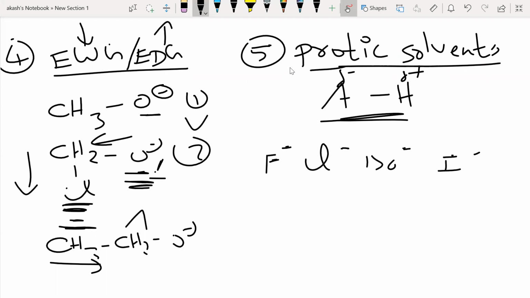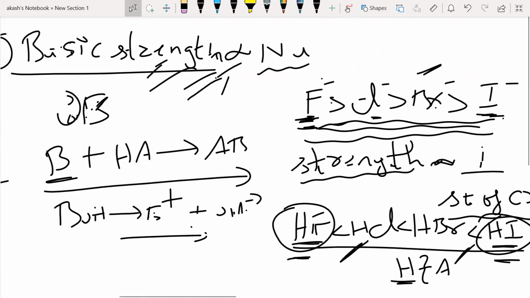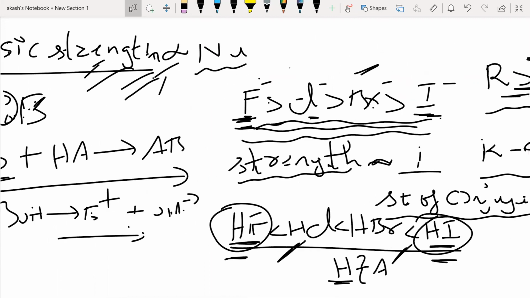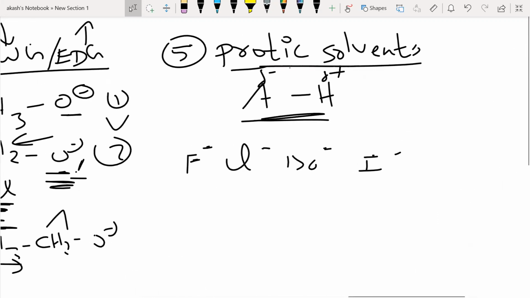Okay, right. Now we already decided. In that particular case, we did it in an aprotic solvent, based on basic strength. So we decided this is what would have been the order of nucleophilicity. This happens in an aprotic solvent. Please remember that.